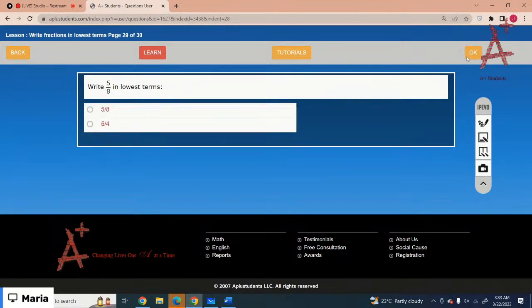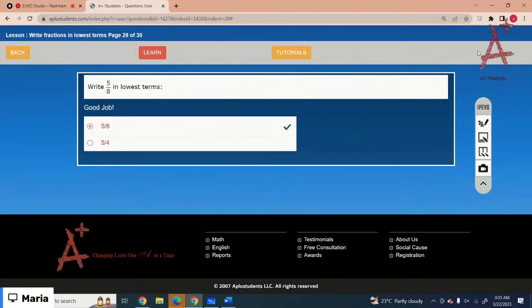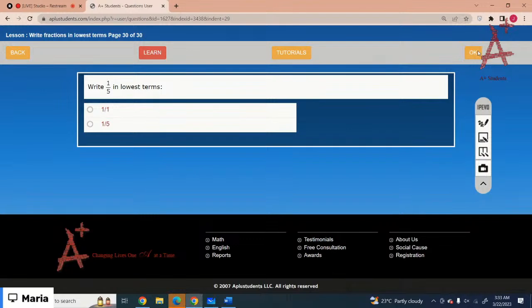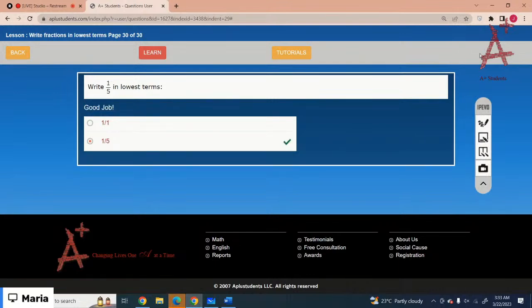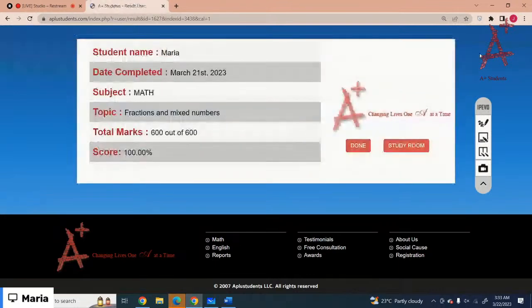Write 5 by 8 in the lowest terms. So it is, yes, it would be 5 over 8. Got it? It is already in the lowest term. Okay, write 1 by 5 in the lowest form. So 1 over 5 is already in the lowest form. Got it? Okay, we are done with the test.